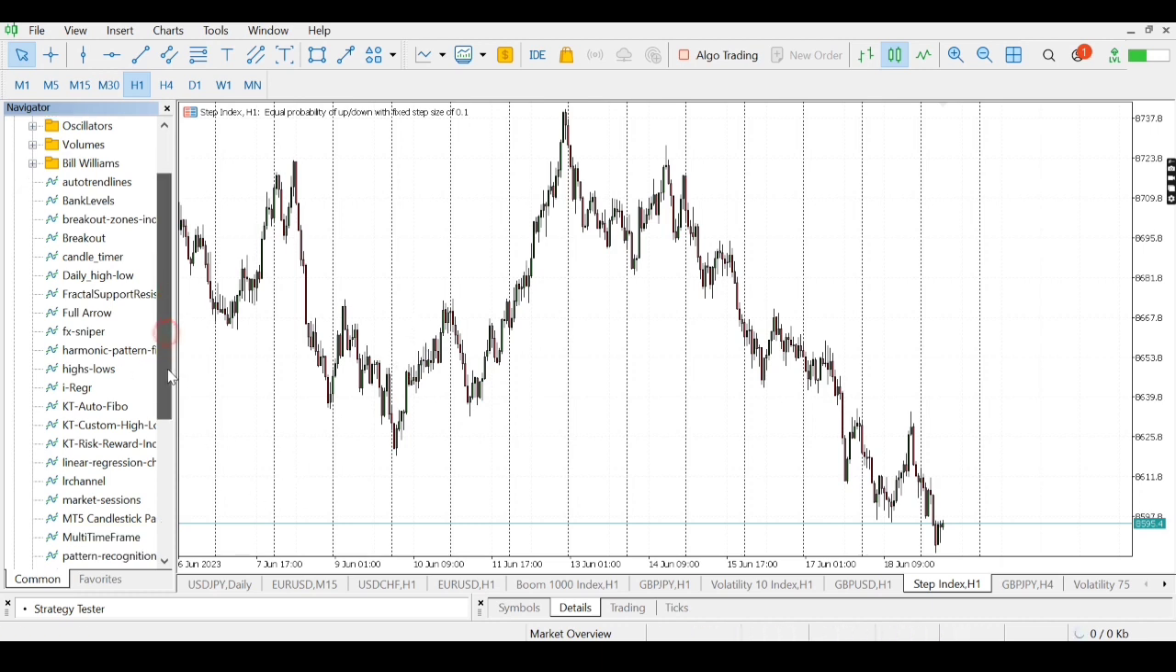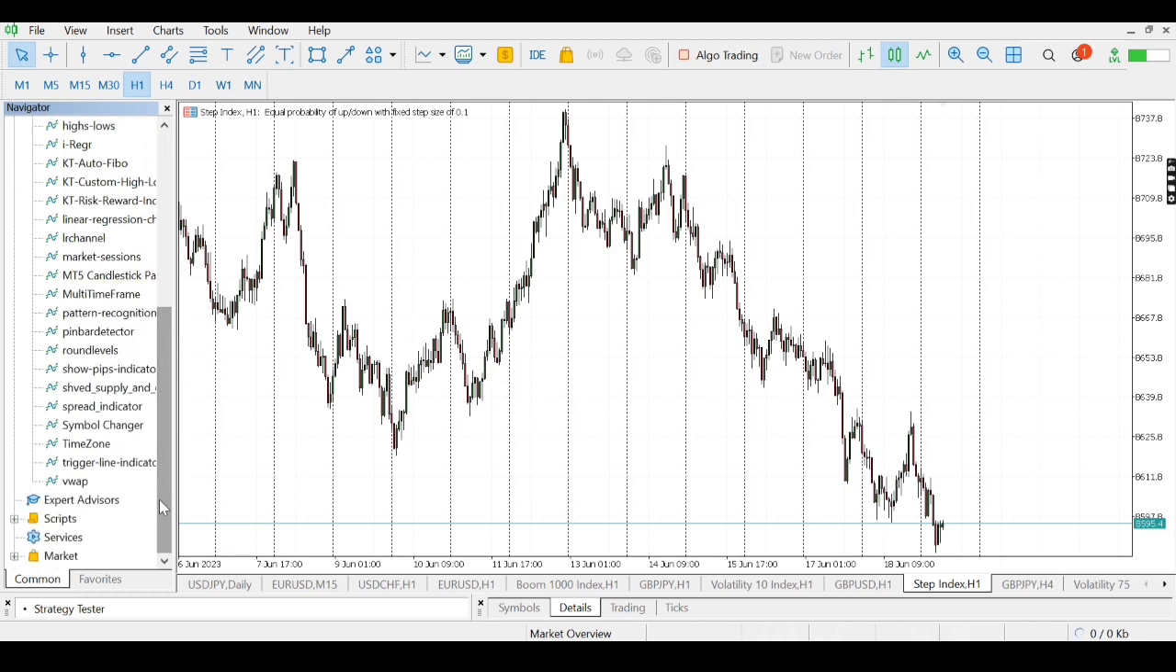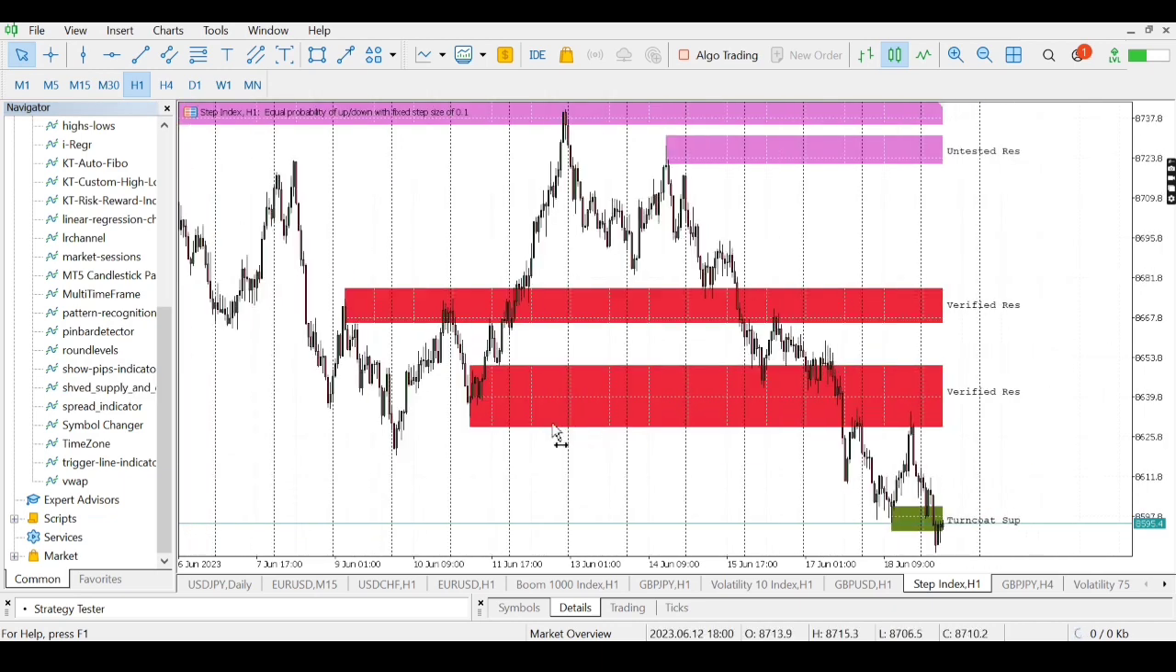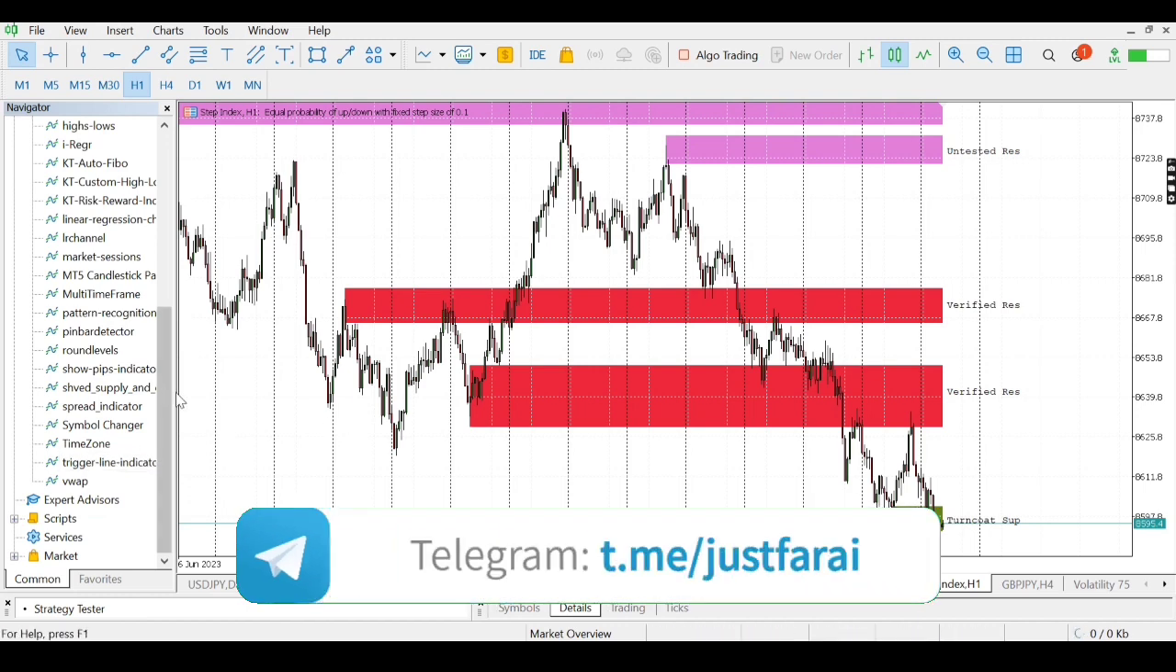So the first indicator that I use no matter what when I want to use price action is this one called the Shivet supply and demand. You can find it on Telegram if you join the Telegram group in the link in the description. So I'm going to add this indicator. You can see that this indicator shows me untested support and resistance, tested support and tested resistance. So this is the indicator that I first add. It plots those support and resistance. And as I said, this is for lazy people who don't want to do anything crazy, right?